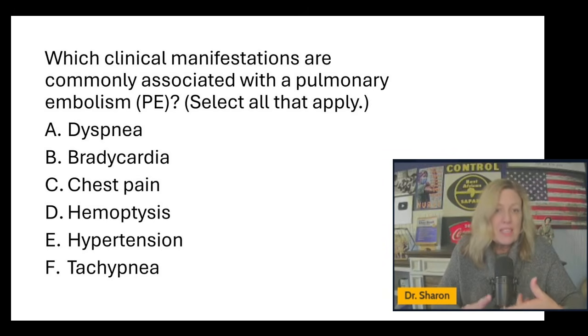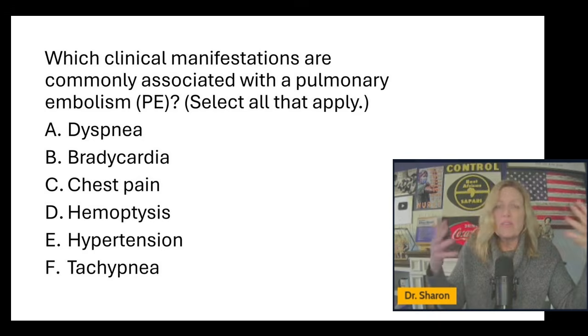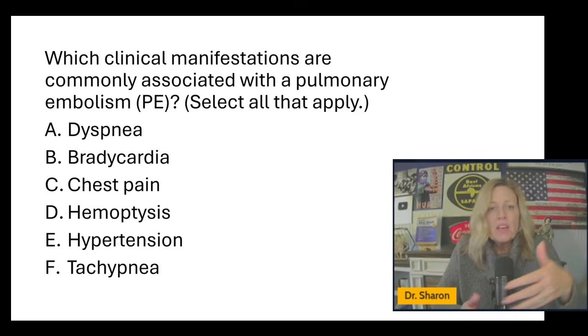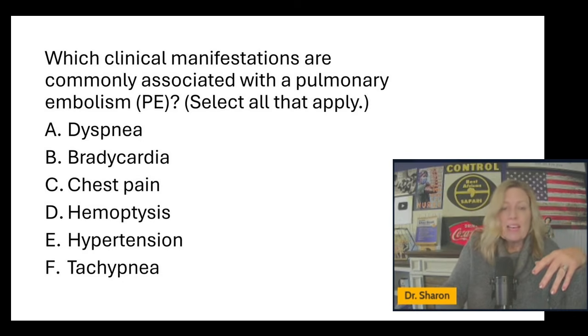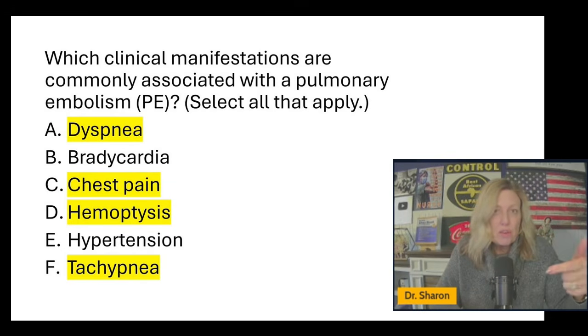The signs and symptoms of PE are dyspnea, chest pain, and sudden onset shortness of breath. It would be very helpful if they give you that sudden onset. Bradycardia is not one of the symptoms. It would actually be tachycardia, because the body's trying to make up for the low oxygen level. Hemoptysis is coughing up blood because of some of the damage in the lung resulting from that embolism. And tachypnea is increased respiratory rate. These are classic signs. You can also see tachycardia.